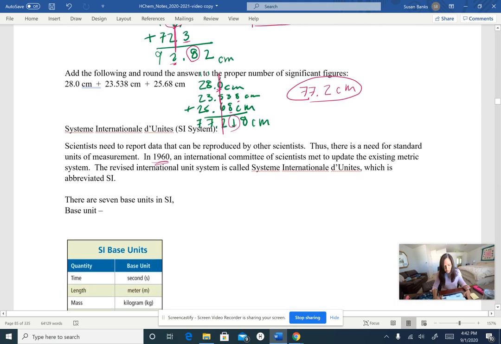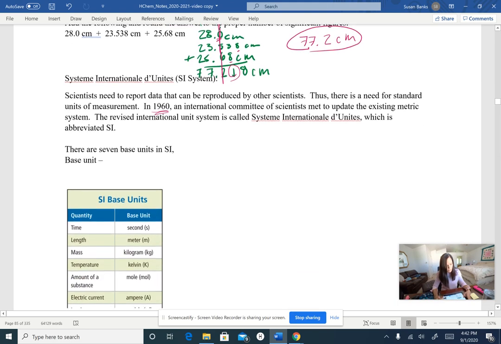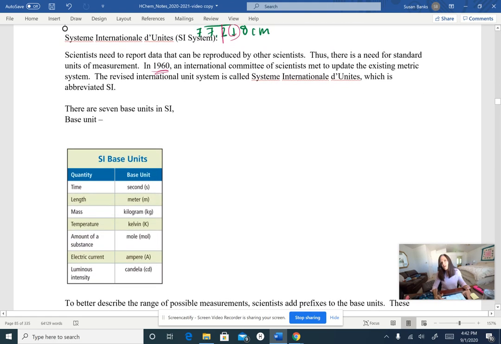So there are 7 base units in the metric system. And these are our basic units that we have. So the base units, time is in seconds, and yes, we still use 60 seconds per minute. Everything else, though, is base 10. So length, the basic unit is a meter.